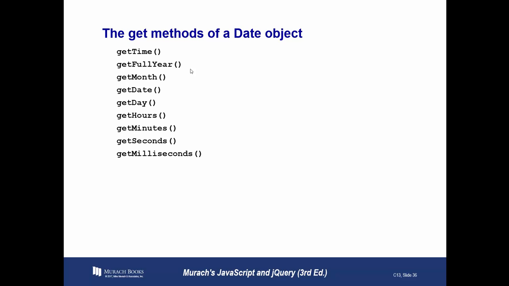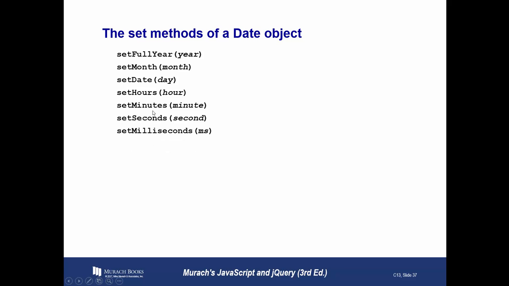So what you're doing is parsing or grabbing out part of the date. All right, so you can grab just the year, just the month, just the date, the day, the hours, the minutes, the seconds, etc. And again, many of these things start with 0 as opposed to starting with 1.